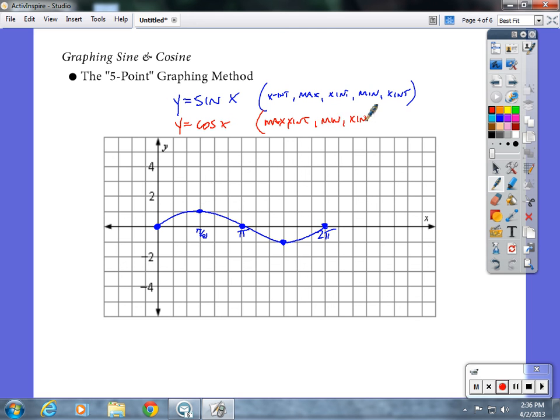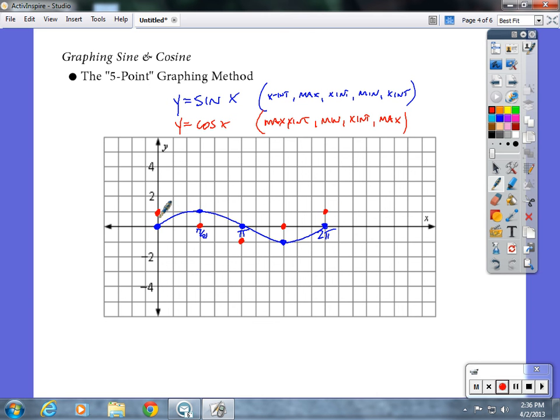Okay, we have max, x-intercept, min, x-intercept, max. All right, so cosine begins 1 above at a maximum. Okay, and then at pi over 2, it's at 0. Pi, it's a minimum. 3 pi over 2 back to 0. And 2 pi, it's back up to a max.